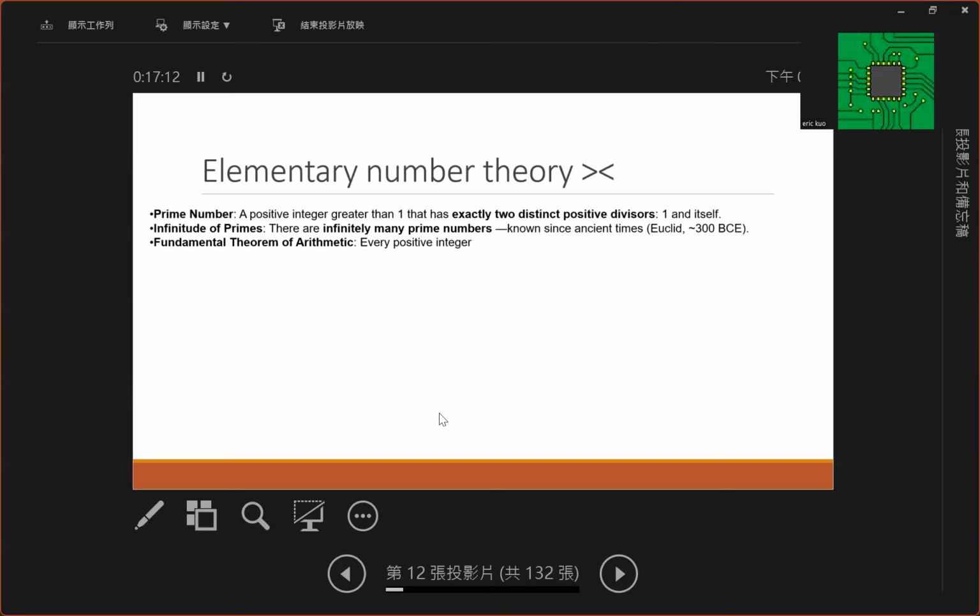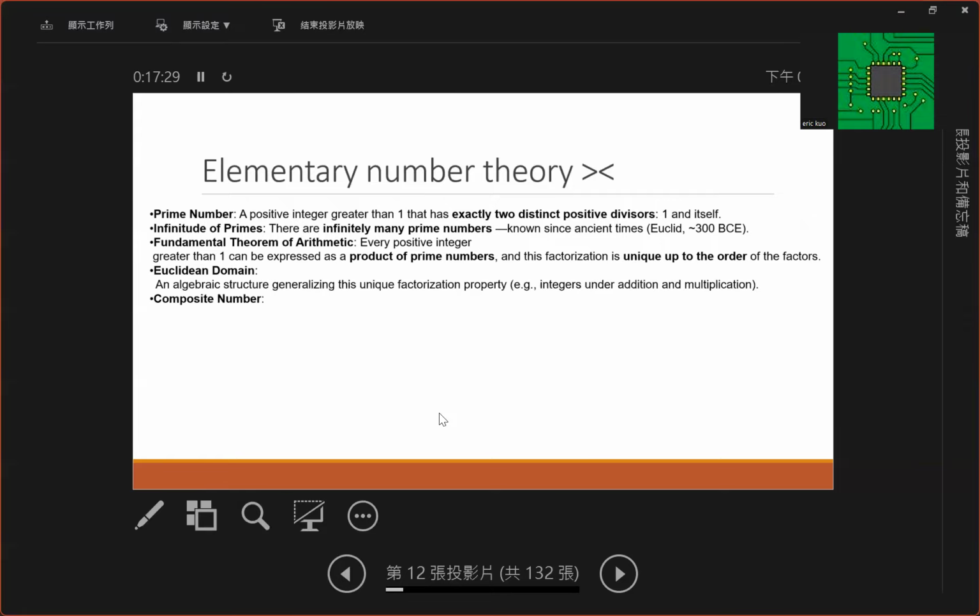And there is the fundamental theorem of arithmetic, which says that every positive integer greater than 1 can be expressed as a product of prime numbers, and this factorization is unique up to the order of factors. For example, 30 is 2 times 3 times 5.